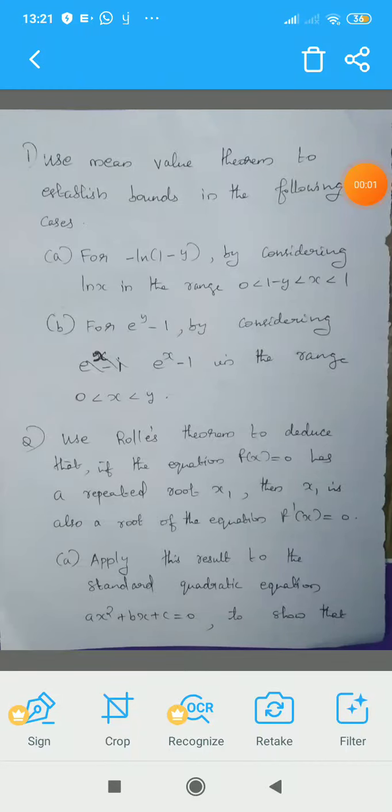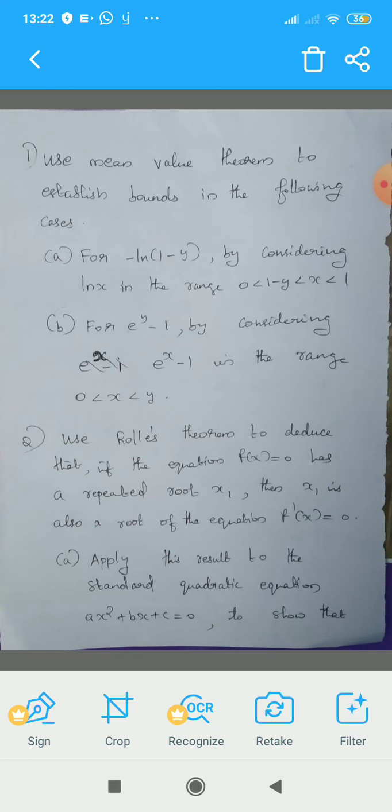Hello again. Today we are going to discuss certain problems. So the first problem is: use mean value theorem to establish the bounds in the following cases. This single problem has two subdivisions, and the first subdivision A is for minus log of 1 minus y, considering log x in the range 0 less than 1 minus y less than x less than 1. Here we have to establish the bounds of the function minus log 1 minus y.